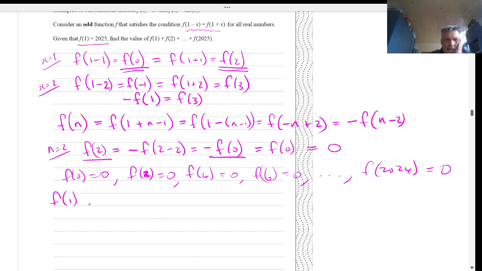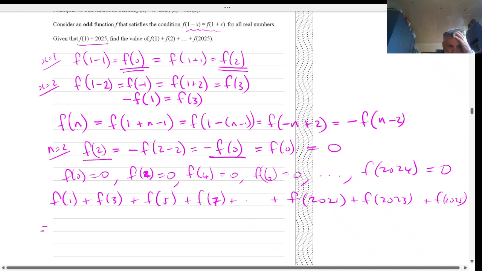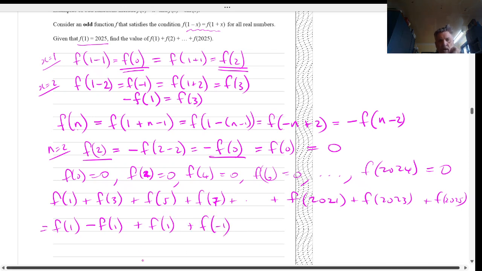So this says f of 1 plus f of 3 plus f of 5 plus f of 7 plus, let's go, 2021 plus f of 2023 plus f of 2025. This is equal to f of 1. This is the negative of the one 2 before, so it's minus f of 1. This is the negative of 2 before, so this is plus f of 1. Negative of the one 2 before, negative f of 1. Plus, dot, dot, dot, plus. Now what's this one?